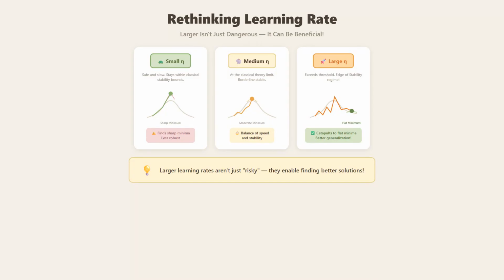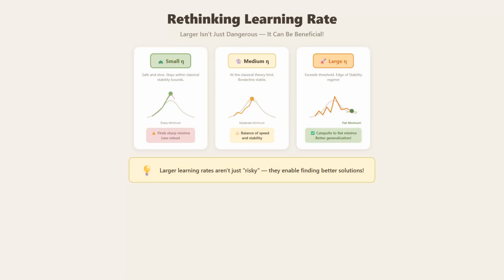Training is smooth and predictable, like a turtle, making steady progress. But here's the downside. You'll likely converge to whatever minimum you happen to find first, which is often a sharp one. Your network will train, but it might not generalize as well. Second, a medium learning rate right at the classical limit. You're borderline stable, making decent progress, but still not accessing the full benefits of edge of stability dynamics.